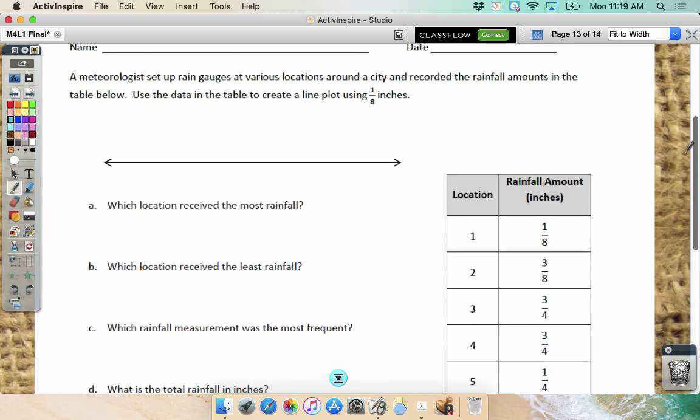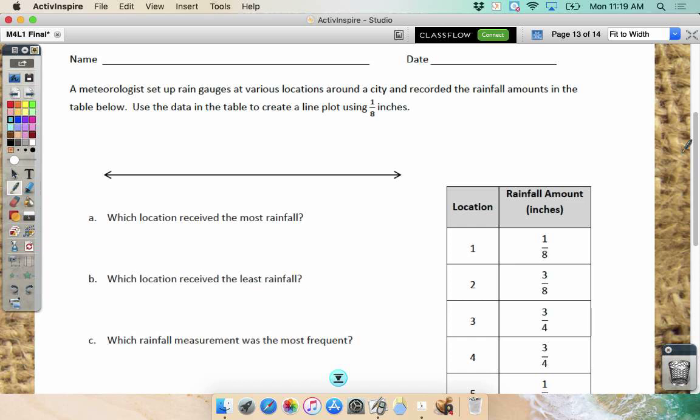It says that a meteorologist set up rain gauges at various locations around a city and recorded the rainfall amounts in the table below. Use the data in the table to create a line plot using 1/8 inches. Now, if this were Hugoton, this might be the elementary school. This might be McDonald's. This might be the football field or the library, okay? And they measured 10 different places inside the city, okay?